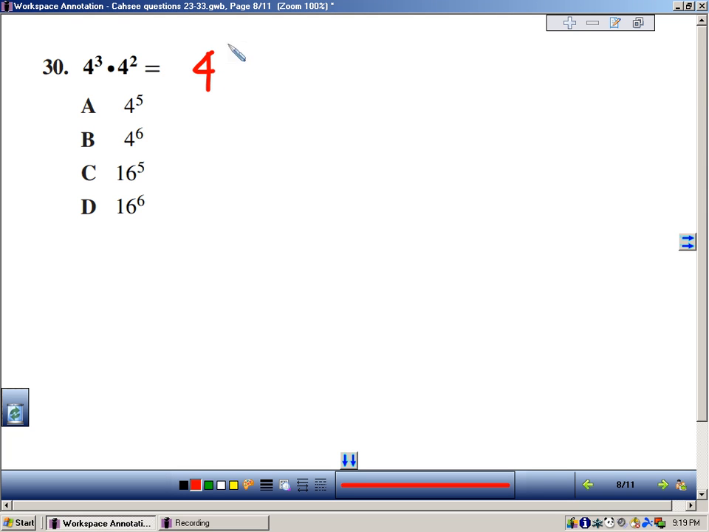So the rule here is that if you have the same powers, same base, you add the exponents. 3 plus 2 is 5. So if you make that mistake and multiply these, you're going to think it's 6. Not so. Leave the base alone too. 4 and 4, don't multiply those to get 16. Still 4.